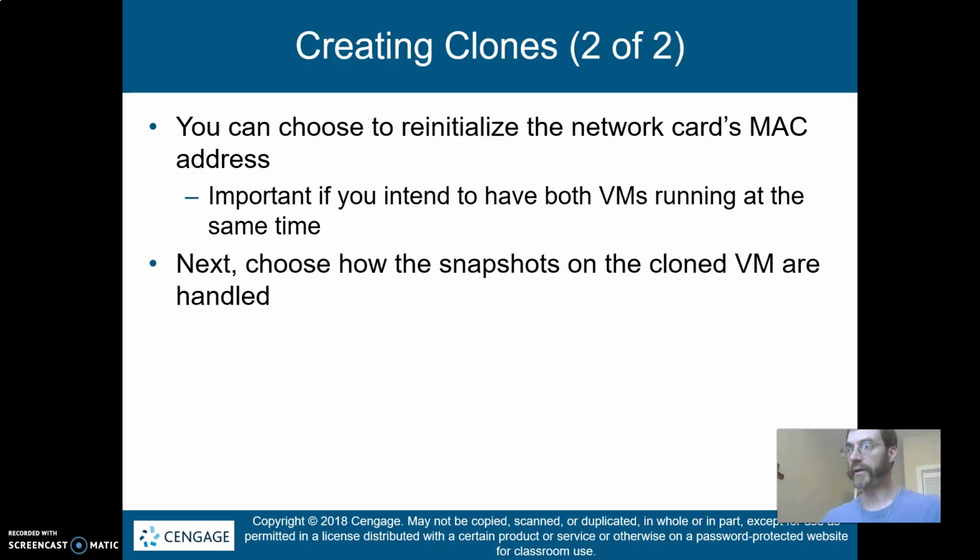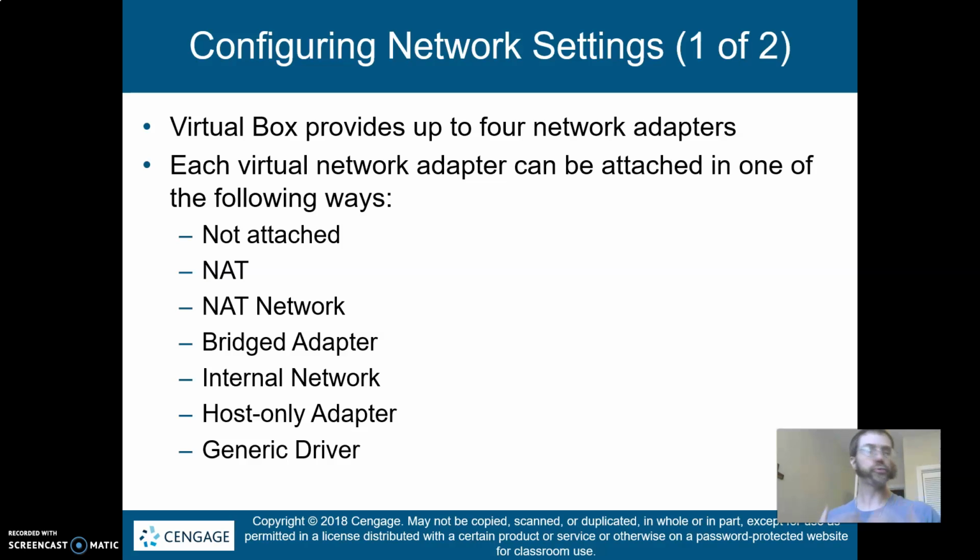Let's talk briefly about network adapters. VirtualBox will give you up to 4 network adapters. This is, I think, also true of VMware. You might have to jump through a few more hoops. You don't have to use them all. You'll probably only need one, and if you don't need the others, just leave them alone. Leave them disabled. It won't make a difference. You can set them up to be not attached, as in literally not on a network, NATed, or on a NAT network. You can make it a bridged adapter.